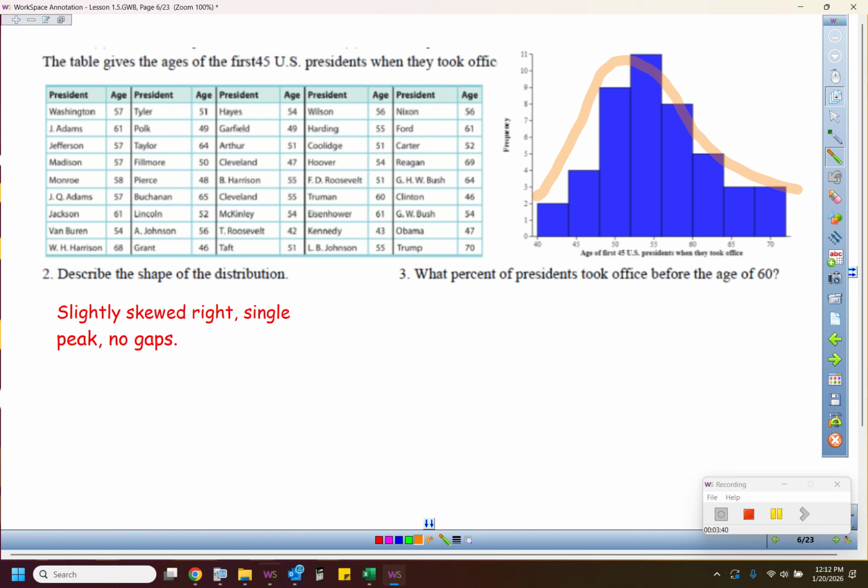Sometimes they ask you about whether there are any peaks or gaps or anything like that. So this does just have one peak and there are no gaps.